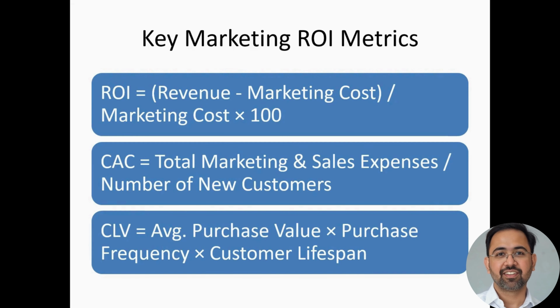These key metrics give us a holistic view of marketing effectiveness. ROI tells us the profitability, CAC informs us about acquisition costs, CLV helps in long-term value assessment, and marketing attributed revenue ensures we measure direct impact.